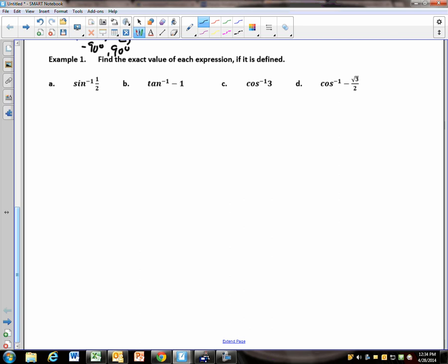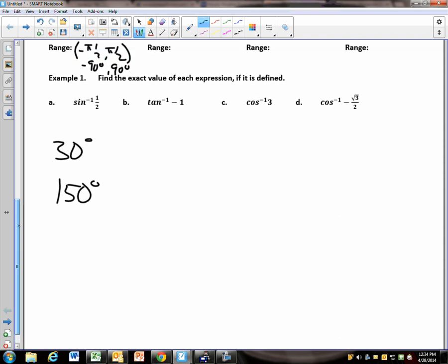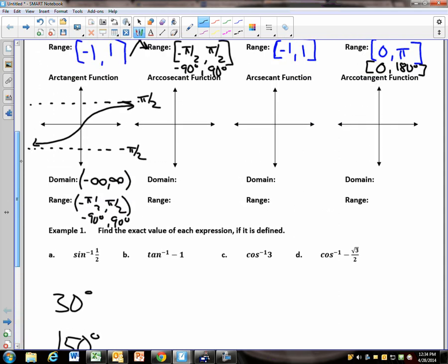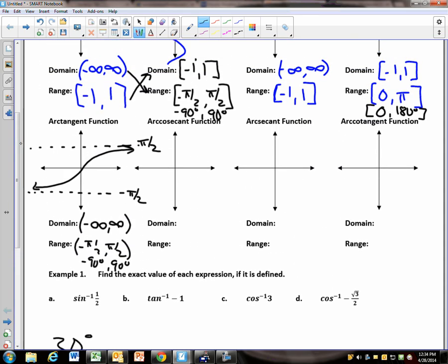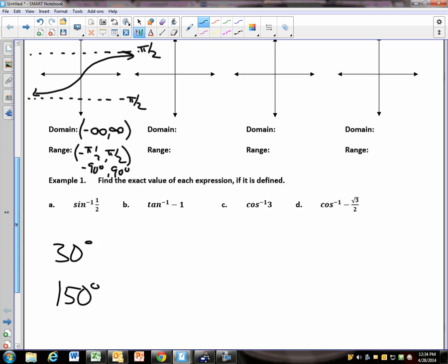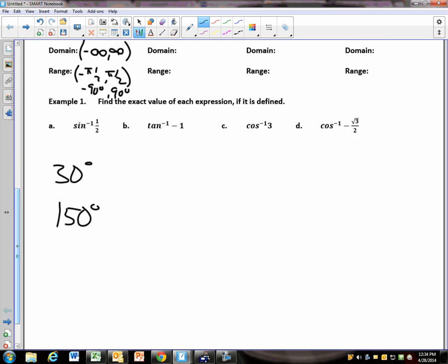So look at your table. Where is sine equal to 1/2 on your table? 30 or 150. Well, let's look. The arc sine has to produce values between -90 and +90. So which one's the correct answer? 30 degrees. Not that one.